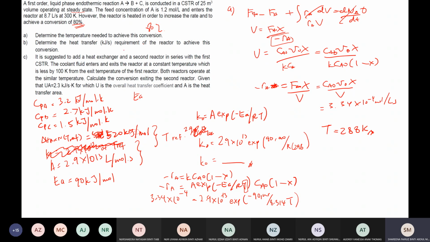Alright, so for B, determine the heat transfer, kJ over second, requirement of the reactor to achieve this conversion. So from here you need to get what is the Q. This one is not adiabatic. If it's not mentioned adiabatic, usually dia adalah non-adiabatic. Kalau dia tak mention adiabatic, treat it as non-adiabatic.